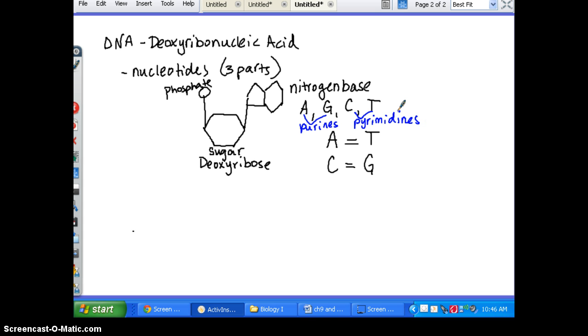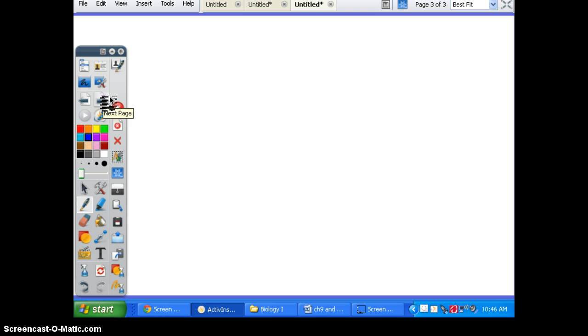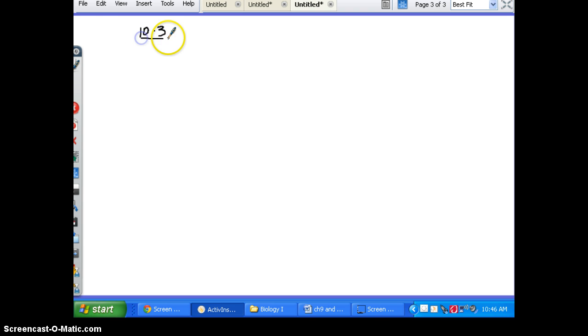Okay. So now another key part, and you're really going to need to know this, is DNA replication. So this starts 10.3. So DNA replication.